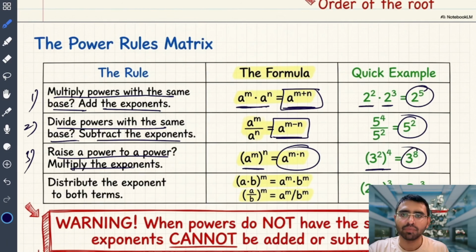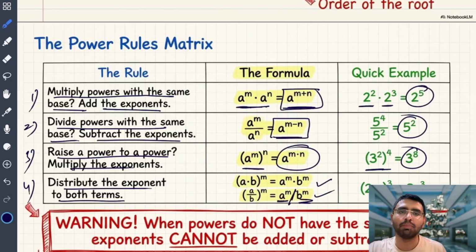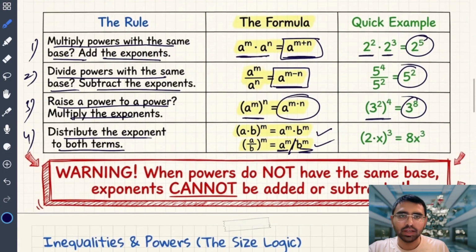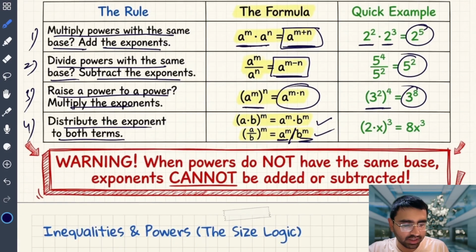The fourth rule is to distribute the exponent to both terms. For example, a multiplied by b raised to power m, we can write as a raised to power m multiplied by b raised to power m, or a by b raised to power m is a raised to power m divided by b raised to power m. It is applicable both ways, in multiplication and division. Here the example is 2 into x raised to power 3 gives us 8x cube, because 2 raised to power 3 is 8, and x cube.